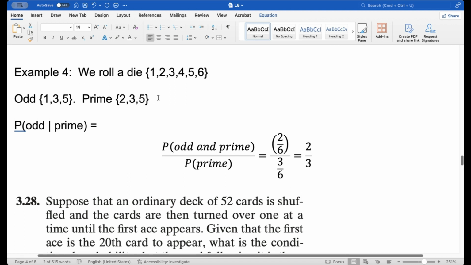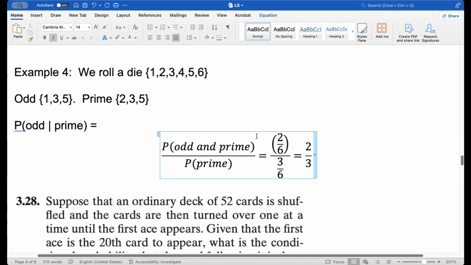6 is not prime. 6 can be factored as 6 and 1, and 3 and 2. 4 can be factored as 4 and 1, but also 2 times 2. So we want the probability that the value of the roll is odd given that it's prime. So we're shrinking our sample space down to just the prime numbers. Out of the 2, 3, and 5, how many of those are also odd? There's an overlap of 2 there. So that's where this 2 is coming from.